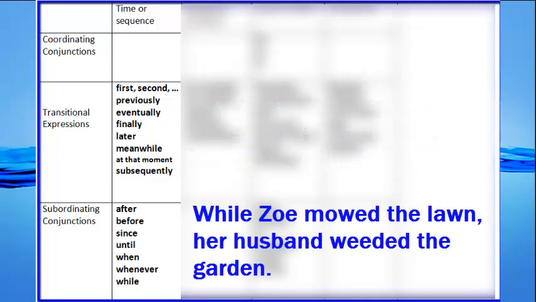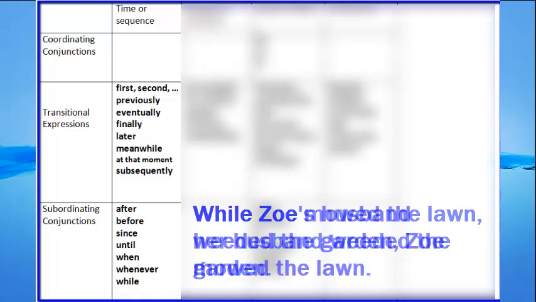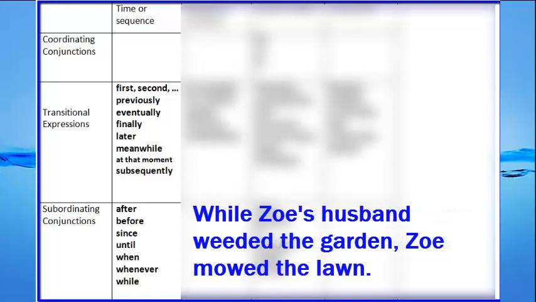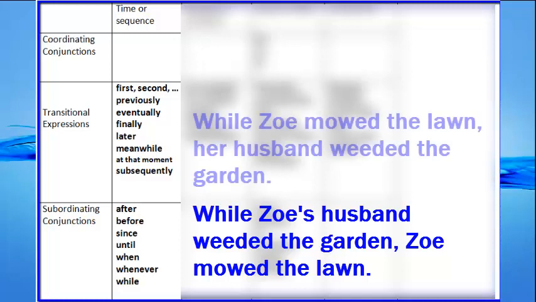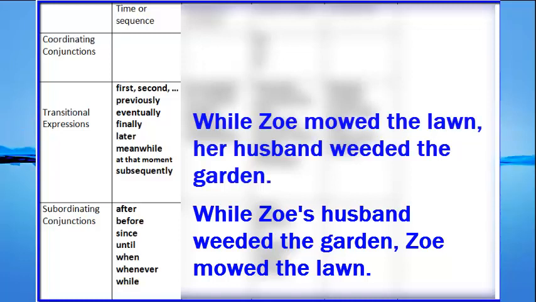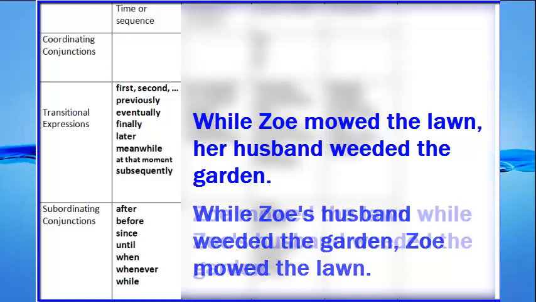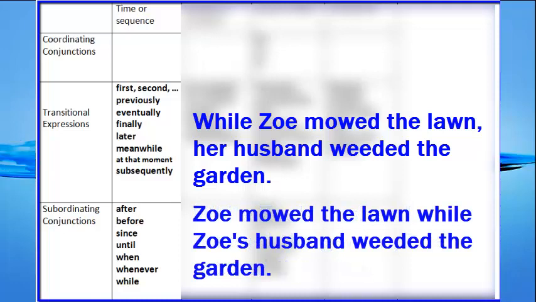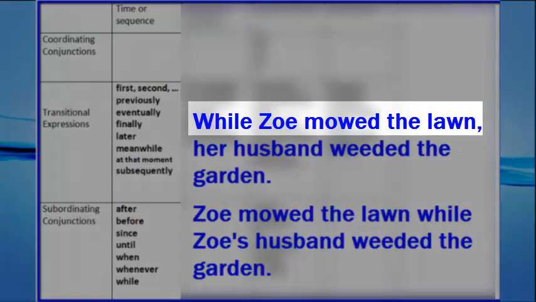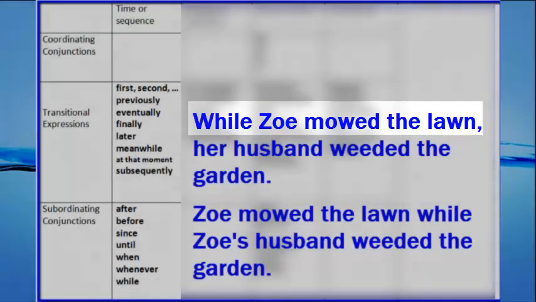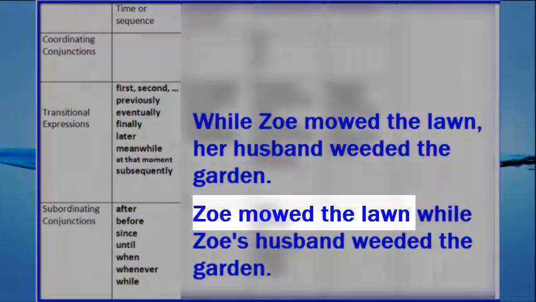While Zoe mowed the lawn, her husband weeded the garden. While Zoe's husband weeded the garden, Zoe mowed the lawn. When you use the word while in a complex sentence to show that two actions occur at the same time, the two ideas can be switched around. As always, a complex sentence can begin with a dependent clause or an independent clause.